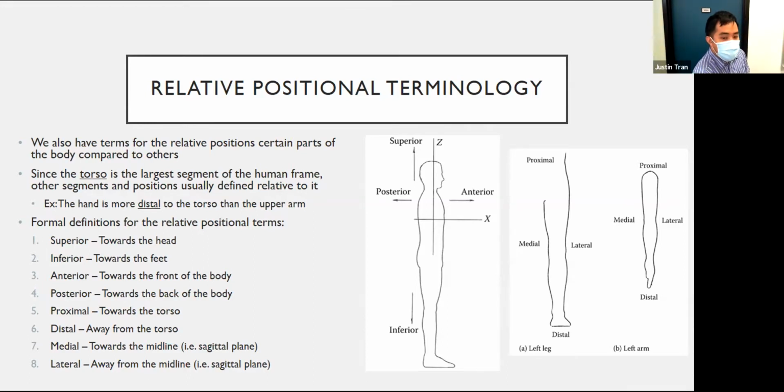Next, we have proximal and distal. Proximal means something that's closer to the torso, and distal is away from the torso. These two terms are probably the ones you'll hear most often, especially if you've watched a medical drama show. They refer to how close that body segment is to your torso. As an example, if you put your hand out anywhere, you can say that your hand is more distal than your elbow, because your elbow is located closer to your torso, whereas your hand is located farther away.